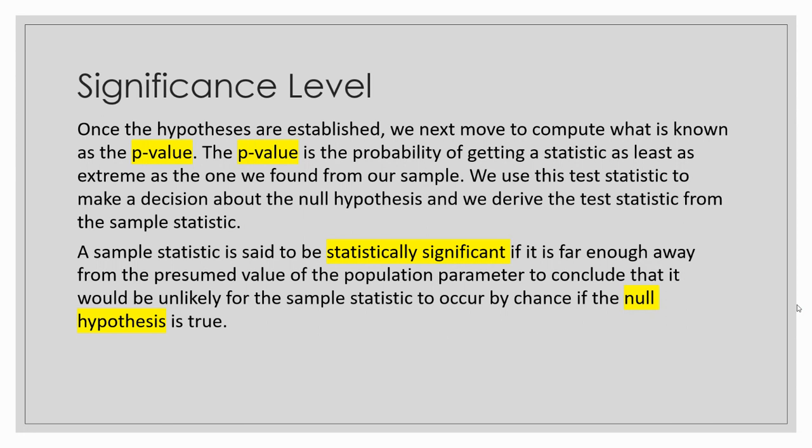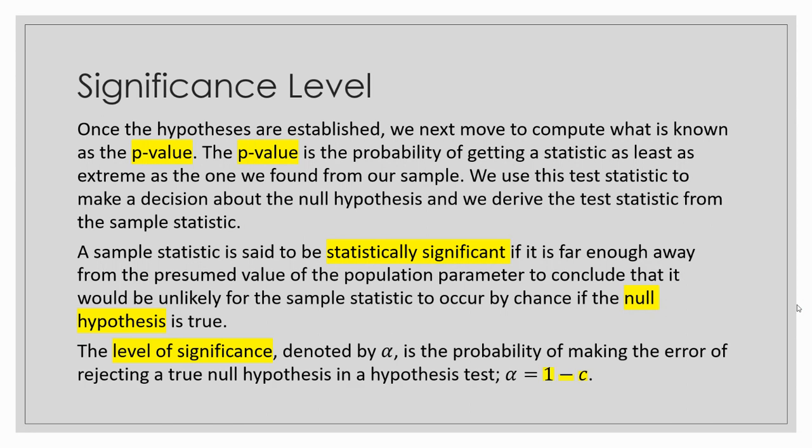Now, a sample statistic is said to be statistically significant if it's far enough away from the presumed value of the population parameter to conclude that it would be unlikely for the sample statistic to occur by chance if the null hypothesis is true. Okay, what is this saying? What this is saying is my sample that I found, is it rare enough? That's the question here. If it is, we call it statistically significant. Now, what do I mean by rare enough? Its p-value, its probability is small. It's in the tails. That's what we mean by far enough away. Okay, so if you remember, if you're way out in the tails on the normal distribution, that area is very, very small, considering if you're looking to the right or the left, depending on which direction you're at.